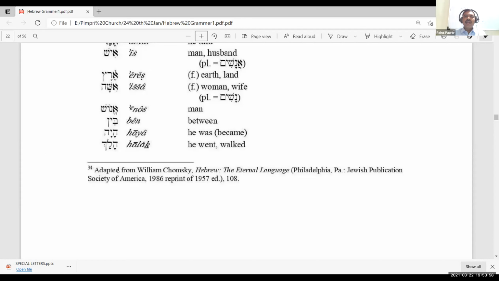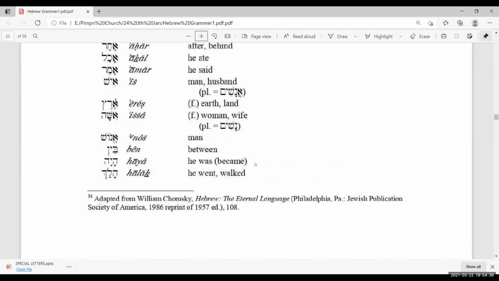And the last word is Halak. See, wherever there is patach, you have to give a sound. Halak. Because in modern pronunciation, there is no differentiation. They will say halak. But in biblical Hebrew, we have to pronounce it halak. He went or walked.